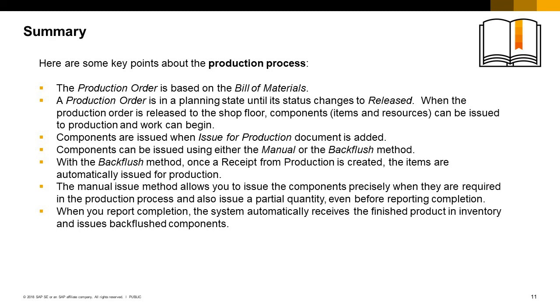With the backflush method, once a receipt from production is created, the items are automatically issued for production. The manual issue method allows you to issue the components precisely when they are required in the production process and also issue a partial quantity, even before reporting completion. When you report completion, the system automatically receives the finished product in inventory and issues backflushed components.